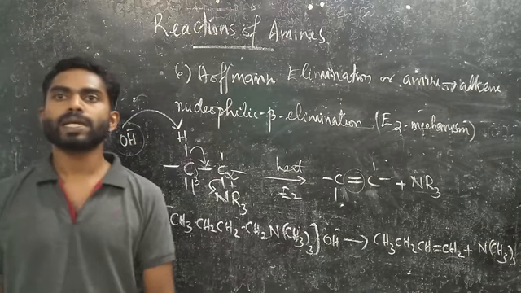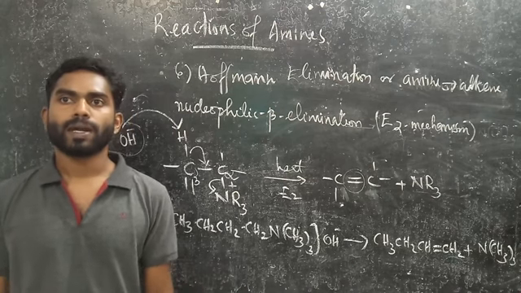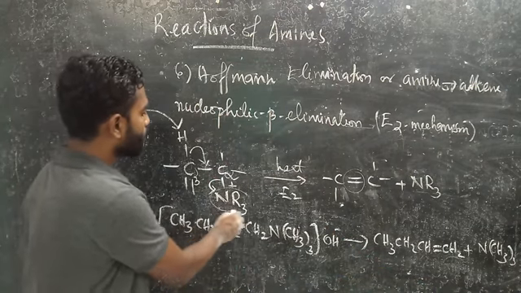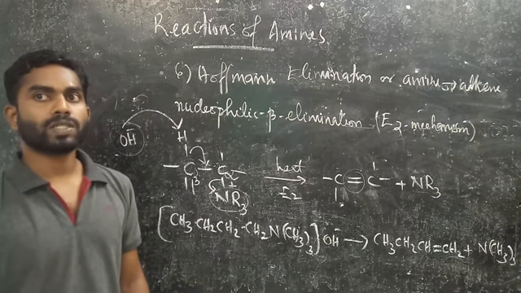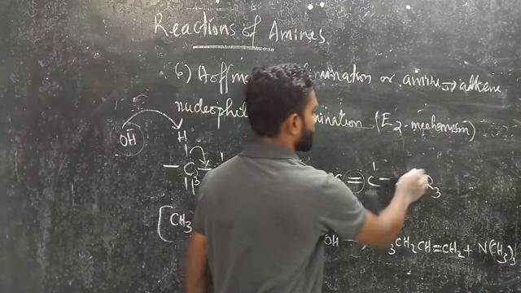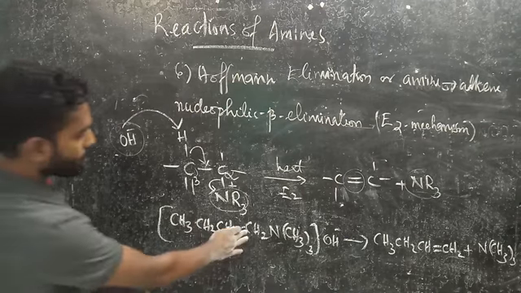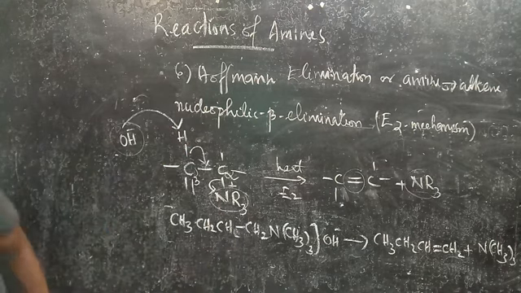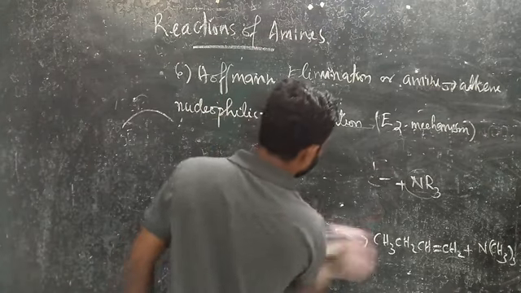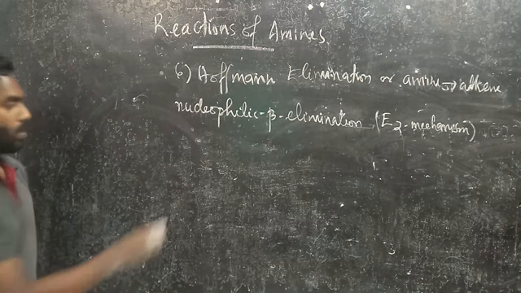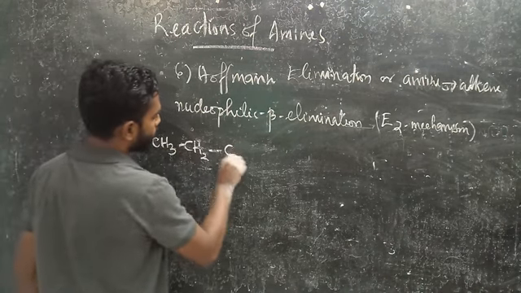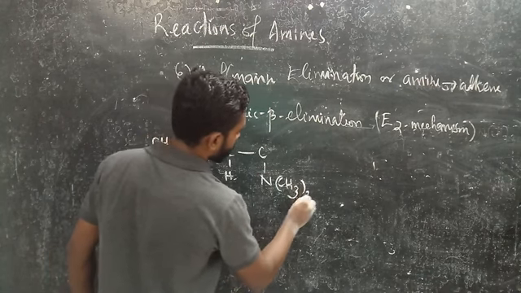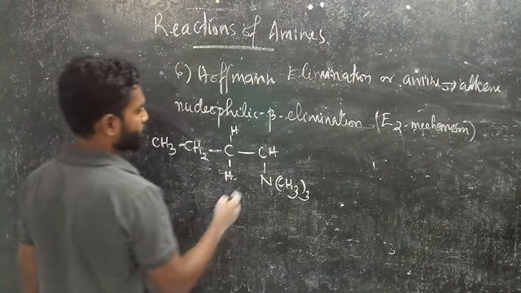The leaving trimethylamino group is detached with its lone pair as N(CH3)3. From this reaction we can simply represent it here. Consider CH3CH2CH2CH2 N(CH3)3.